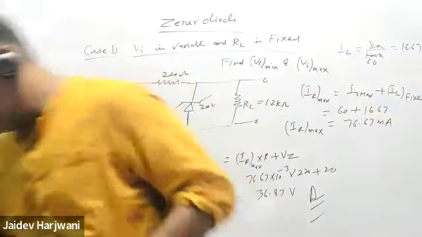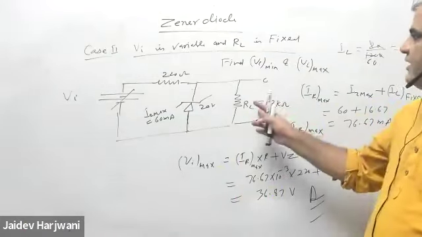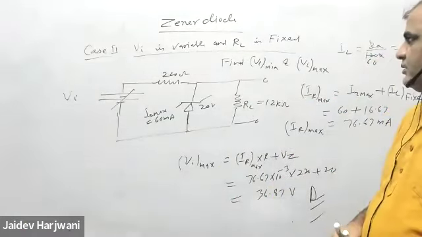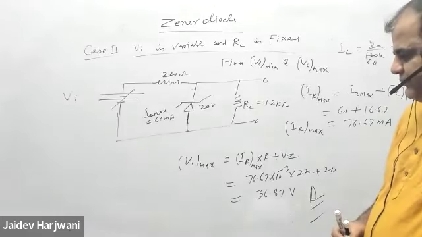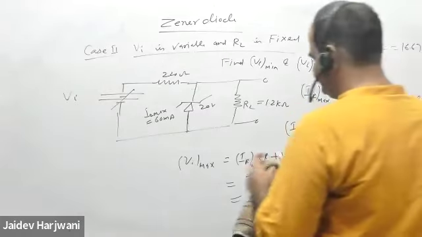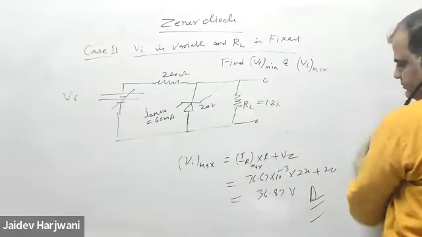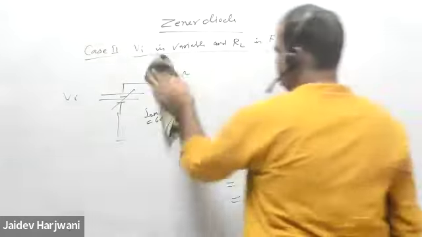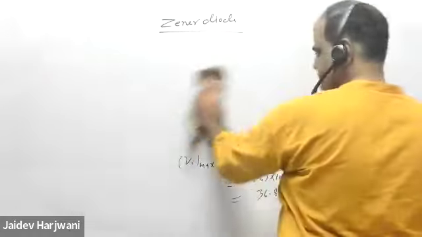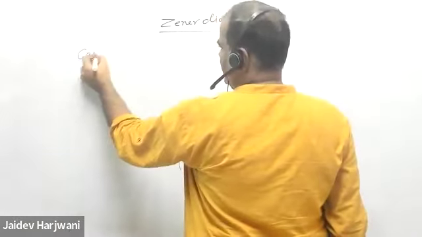So this way, you can find case number 2 for fixed RL. Vi is varying. Then you can use this one. Okay. Now third case. Case number 3 we'll see in this circuit. Now case number 3.